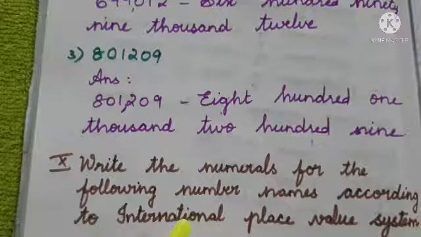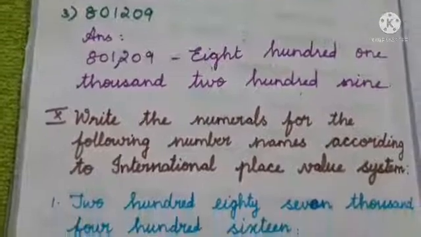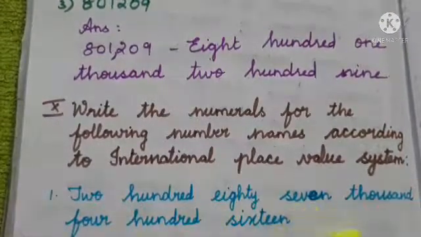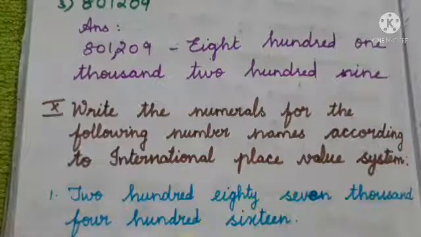Okay. So, when you are writing the number form or number name form, you have to read the question properly. Is it asked in the Indian system or international system? Check it and then write. Listen, here they asked to write in the international system. Okay, so look at the first question we have. 287,416.